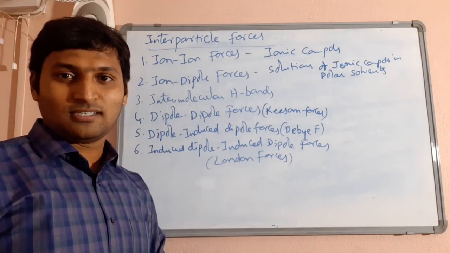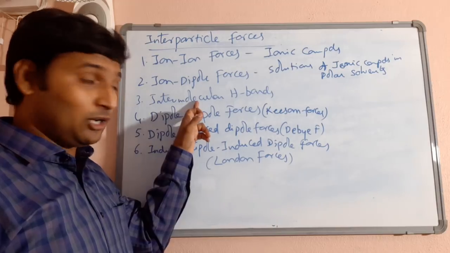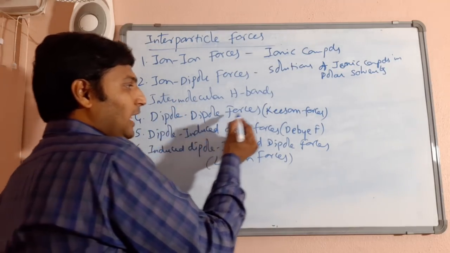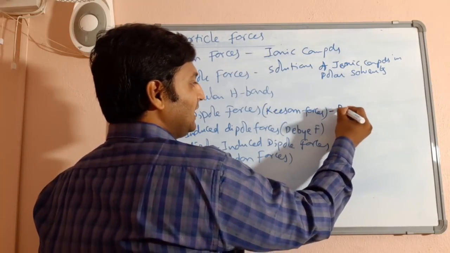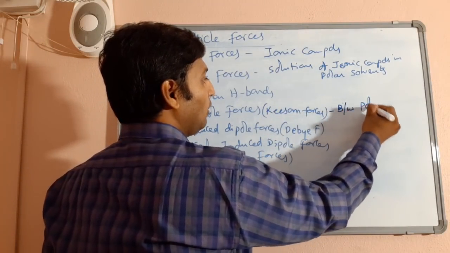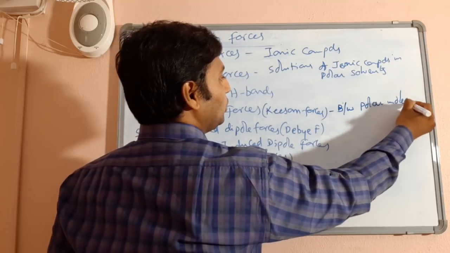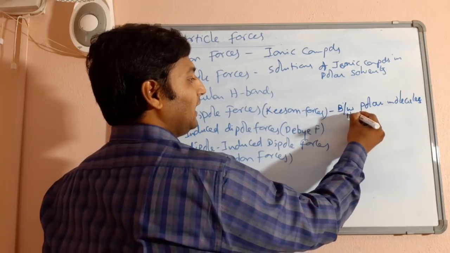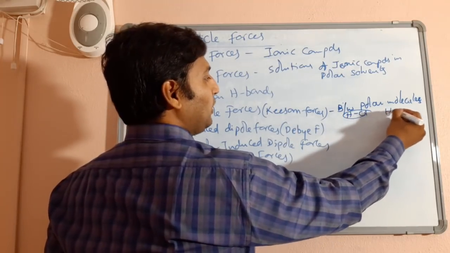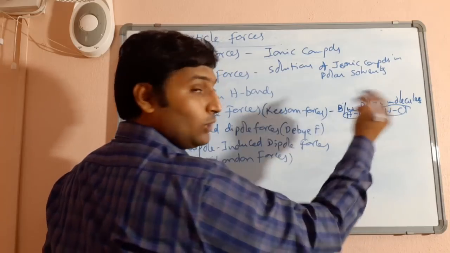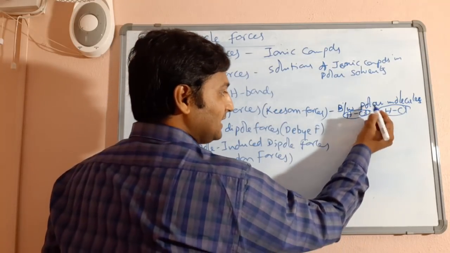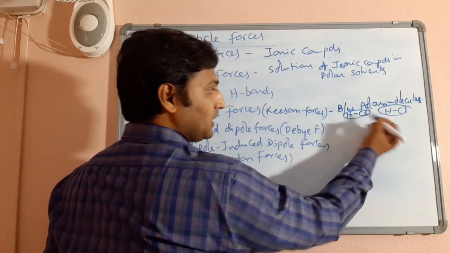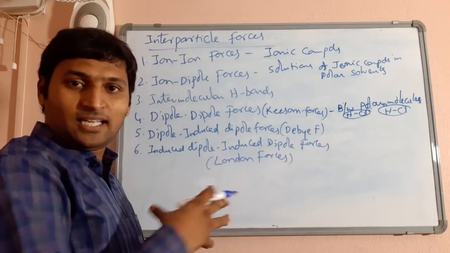Intermolecular hydrogen bonds. Before going to intermolecular hydrogen bonds, I'll first explain dipole-dipole forces. See, dipole-dipole forces are Keesom forces that exist between polar molecules. Say HCl. In a sample of HCl, what holds the two HCl molecules to each other? HCl is a dipole, so the negative end, chlorine, attracts the positive end, hydrogen. That's why they are attracting each other.